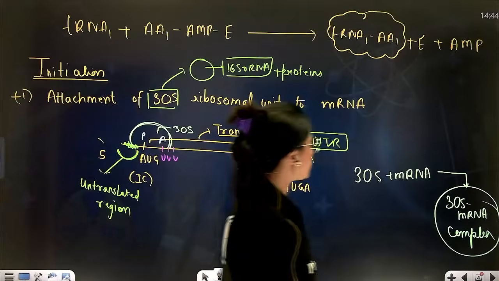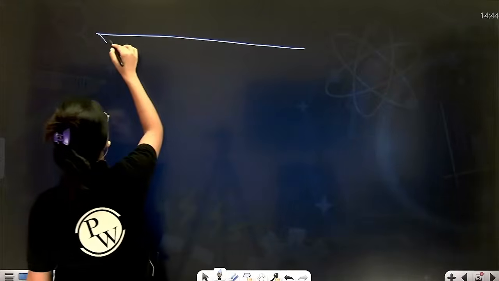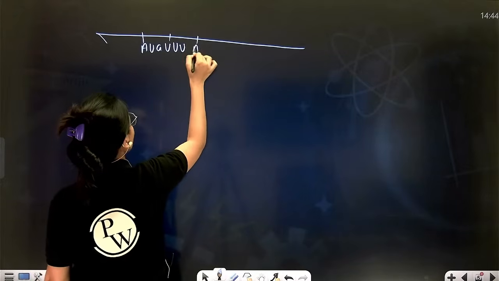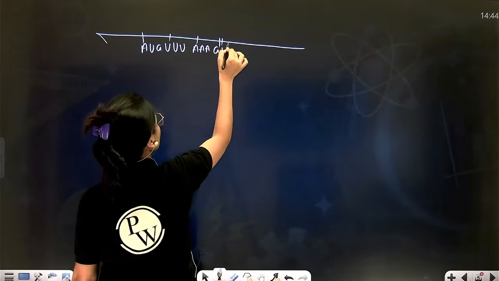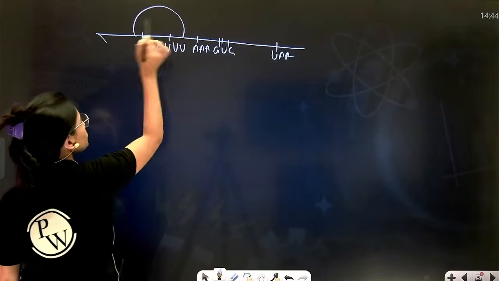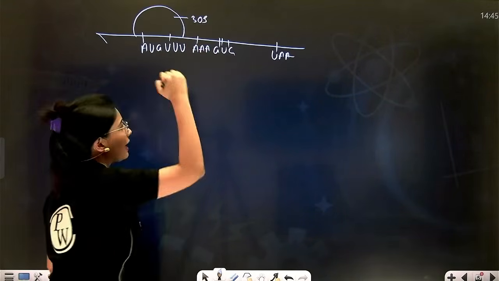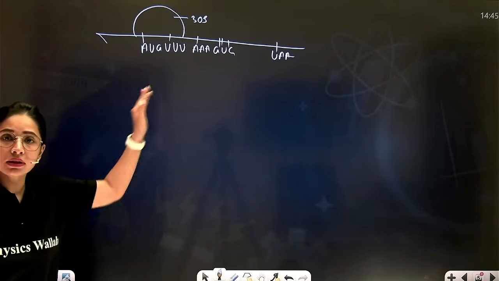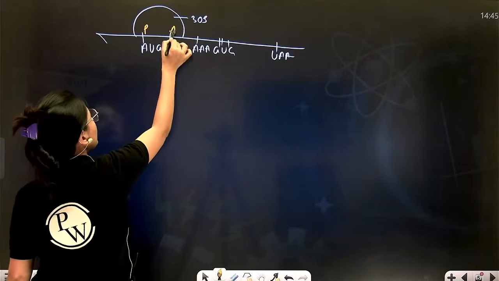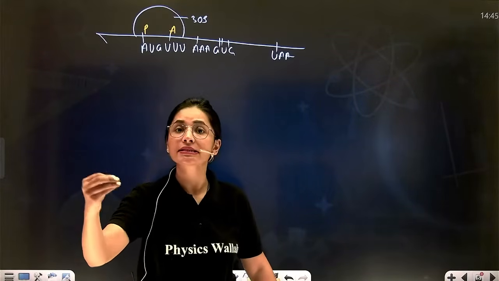So now let me draw one more diagram. The second step in initiation is this. Suppose this is my mRNA chain. Here is my first initiation codon. Here is the second codon. Here is my third codon. And like this, so many codons are located. Finally, here is my termination codon. Here the 30S ribosome unit got joined with the help of its 16S rRNA. Now, as soon as 30S joins on the mRNA, two sites are exposed, P and A. P is the first site having the first codon and A is the other site having the second codon.